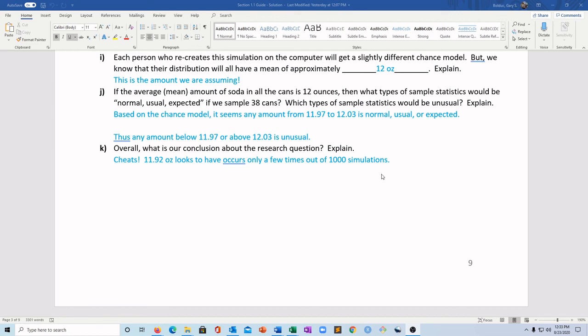Right now, we're just trying to get a feel for determining when our statistic is usual, normal, in the pattern, or unusual, very far away, not in the pattern.